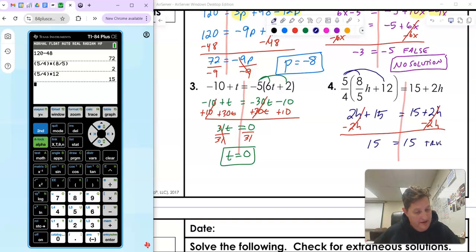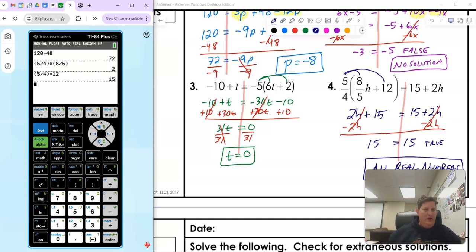This is a true statement all the time, so we write all real numbers, or infinite solutions, all solutions, anything like that I would take. It's easy to just write all real numbers, okay? So definitely look for those on the test. You'll have either a no solution or an all real numbers, maybe both. I don't know. Okay, check that out.